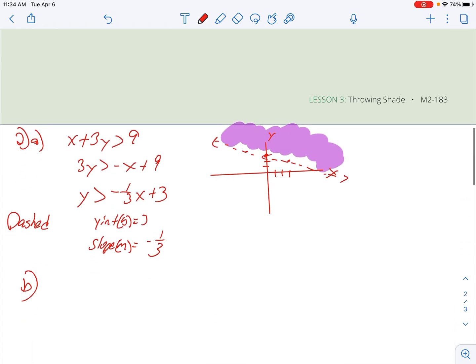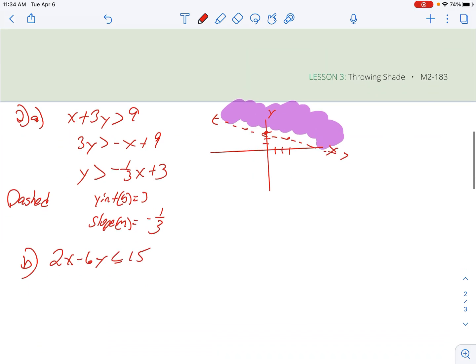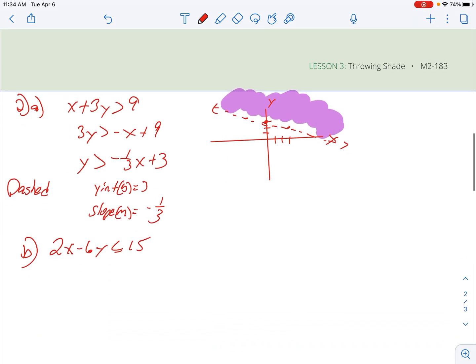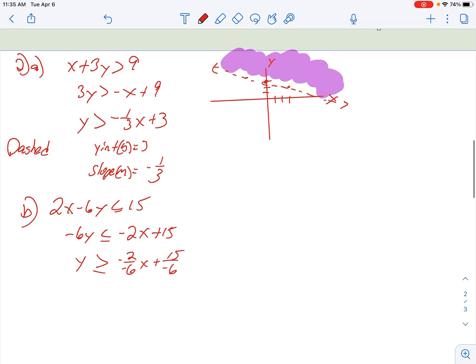2x minus 6y is less than or equal to 15. Now I know this is going to be solid because there's an or equal to there. I'm going to first start off by subtracting 2x, and then I'm going to divide everything by negative 6. Now because I'm dividing by a negative, I do flip my inequality around. Now I am going to put this down, and then I'll just reduce it as I talk.